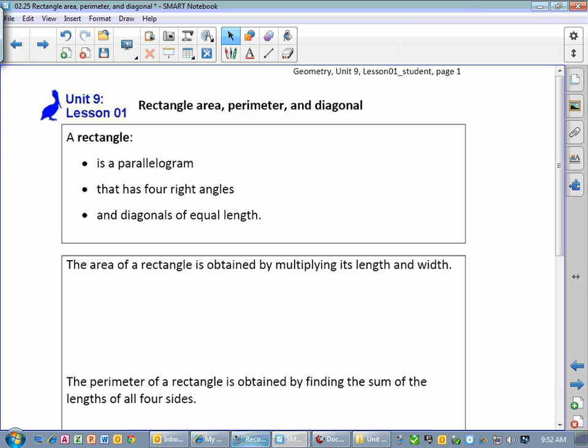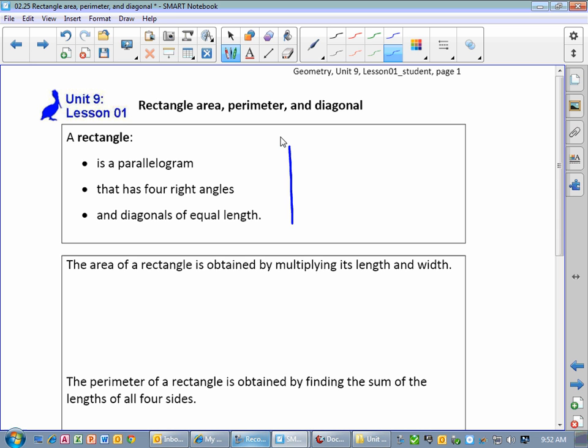Okay, we're going to start the new unit on area and perimeter. Start with rectangles. So first, the definition of a rectangle. We did this with quadrilaterals, just a review of that definition. A rectangle is a parallelogram, which means the opposite sides are parallel and congruent. It has 4 right angles, and diagonals are equal length.